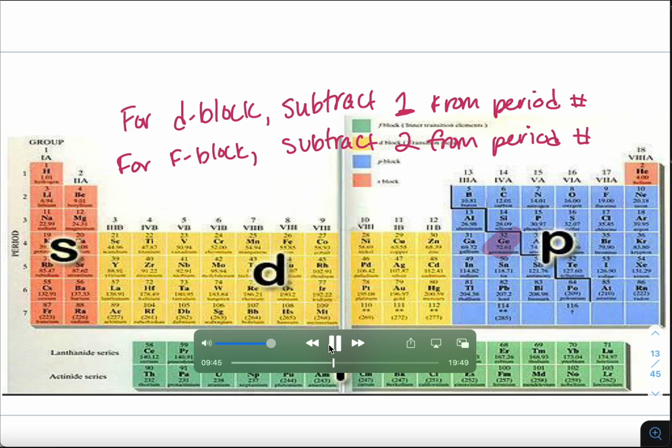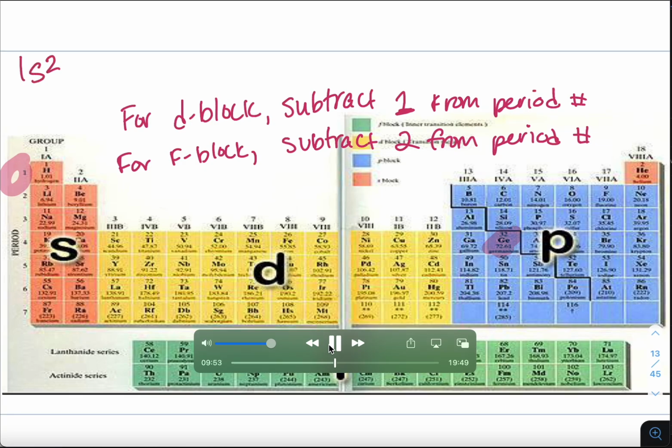So for this one, we would start at the very beginning, always start at the beginning. So it would be 1s2, then we're here, that's 2s2, 2p6, 3s2. So after we go through 2p6, we go here to 3s2, then 3p6, and then after 3p6, we go to 4s2. We have to keep going, we're not done yet.